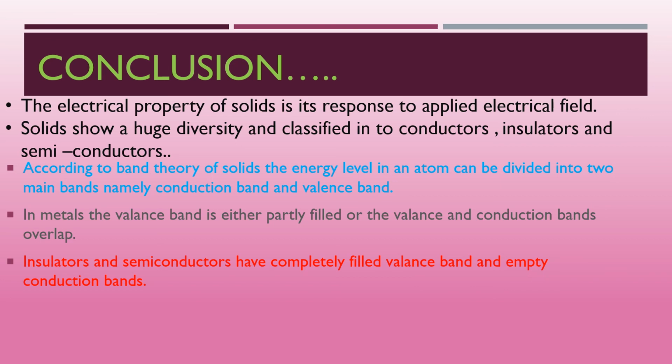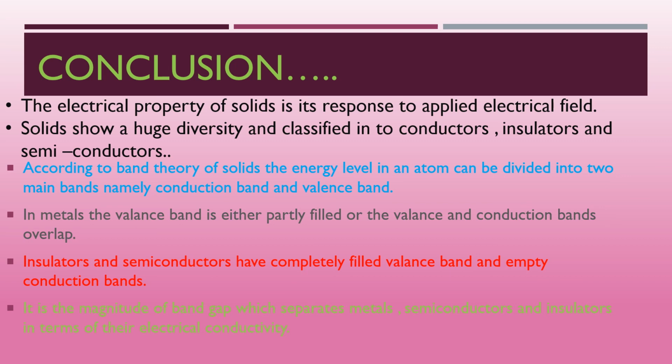The conventional free electron theory based on the Bohr model of the electron fails to explain the diversity in the electrical behavior of the 3 types of materials. On the other hand, energy band theory is successful in resolving this problem. According to the band theory of solids, the energy levels in an atom can be divided into 2 main bands, which are named the conduction band and the valence band.